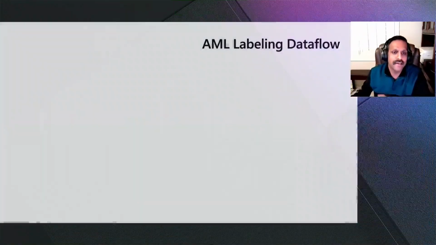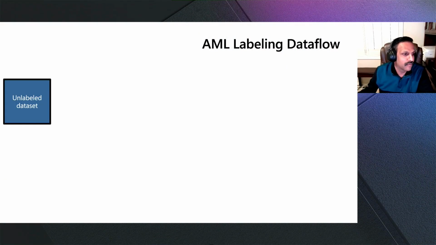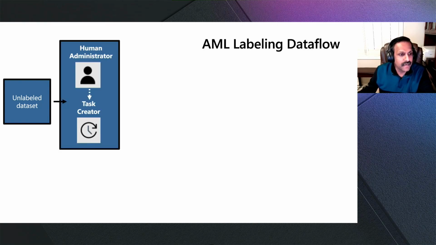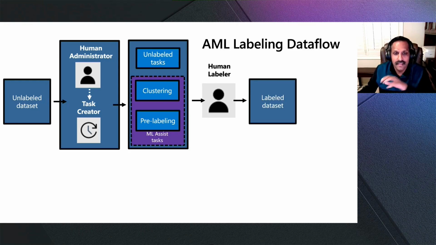Thanks, Anita, for the intro. Talking about data labeling, this is an important step in training a machine learning model. We need to have good quality images in order for the model training to be accurate. At a high level, this is how the data labeling flow works. We have unlabeled data. Then there is a task creator component which takes this unlabeled data set and starts generating tasks for the human labelers. The human labeler picks these unlabeled tasks and starts generating a labeled data set. And this process continues and it goes on and on.